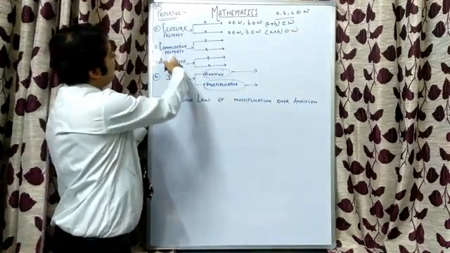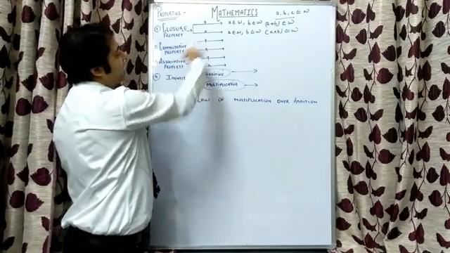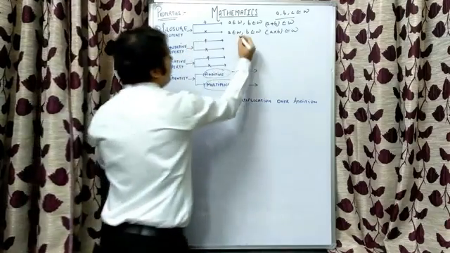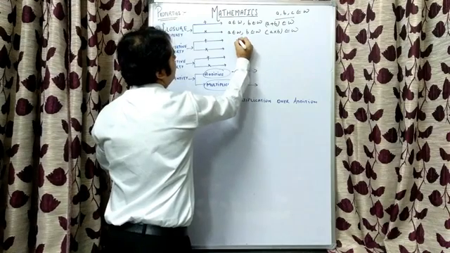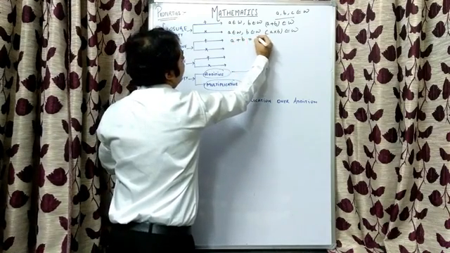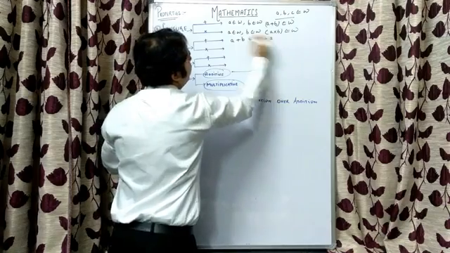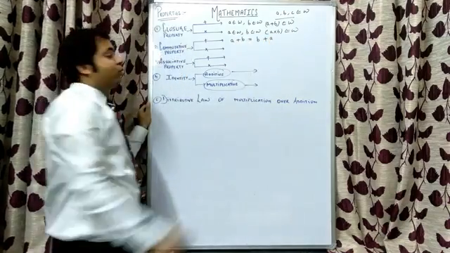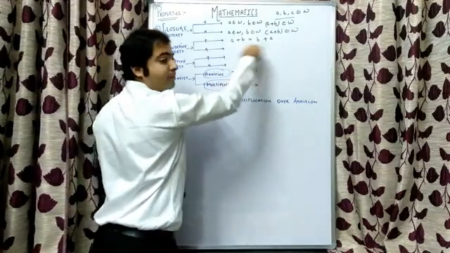Next property, commutative property of addition. The commutative property of addition states that adding B to A will be similar to adding A to B. That means the position does not matter.